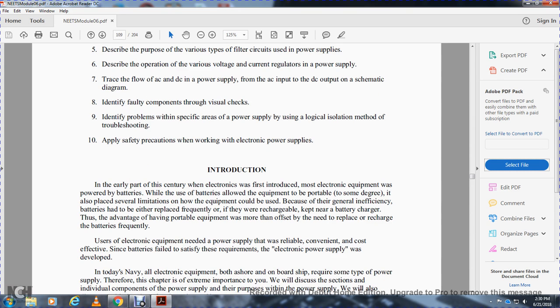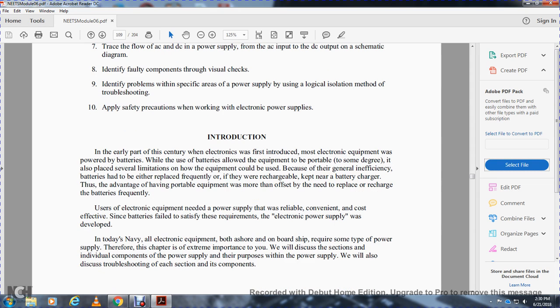Introduction. In the early part of the century, most electronic equipment was powered by batteries. While batteries allowed the equipment to be portable, they placed severe limitations on how the equipment could be used. Because of their general inefficiency, the batteries had to be either replaced frequently or, if they were rechargeable, kept near a battery charger. The advantage of having portable equipment was more than offset by the need to replace or recharge the batteries frequently. If you use electronic equipment, you need a power supply that is reliable, convenient, and cost effective, since batteries fail to meet these requirements.